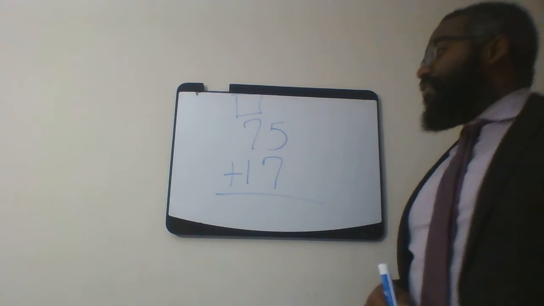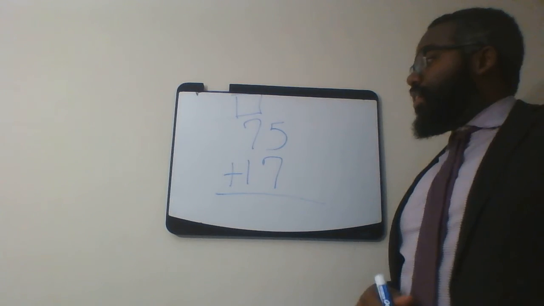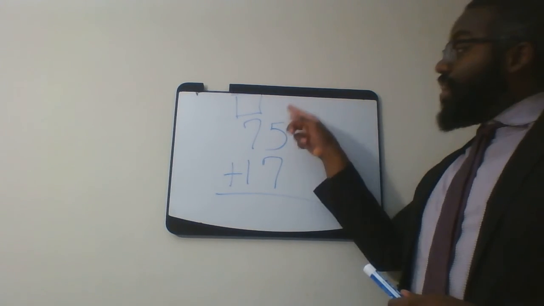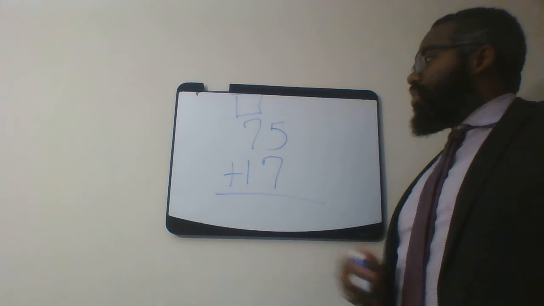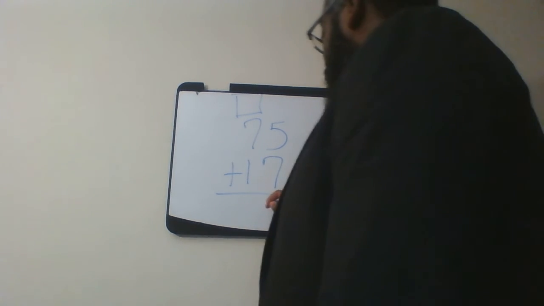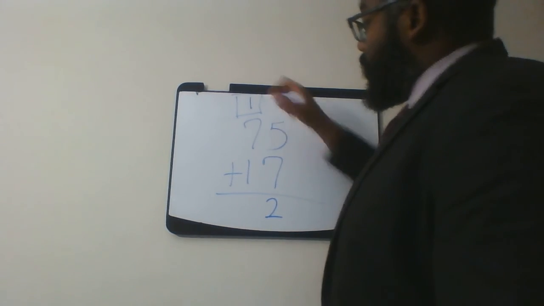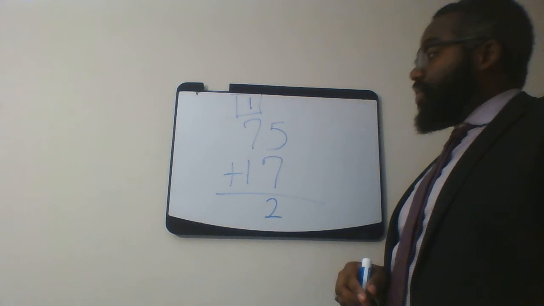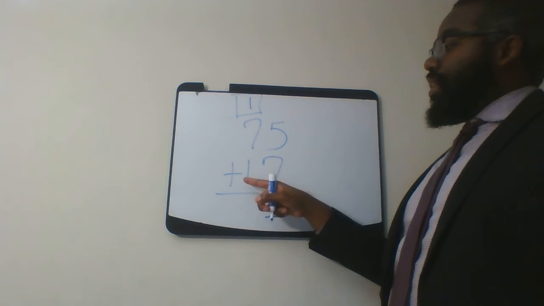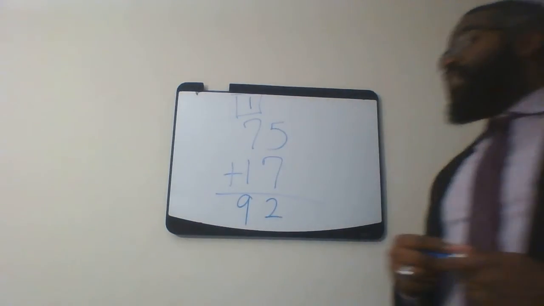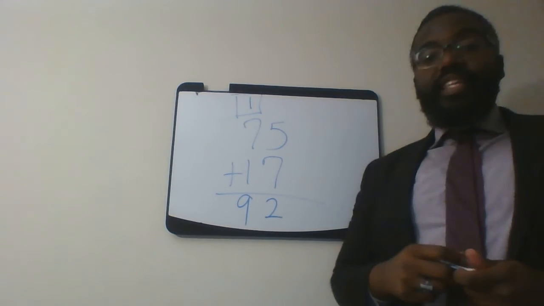Here we have 75 plus 17. Let's begin. Remember, we start off with 5 plus 7 because that is in the ones place. So with 5 plus 7, what is that answer? That is 12. 2 goes there, 1 goes there. All right, let's add 1 plus 7. What is 1 plus 7? That is 8, and then 8 plus 1. That is 9. So the answer to 75 plus 17 is 92.